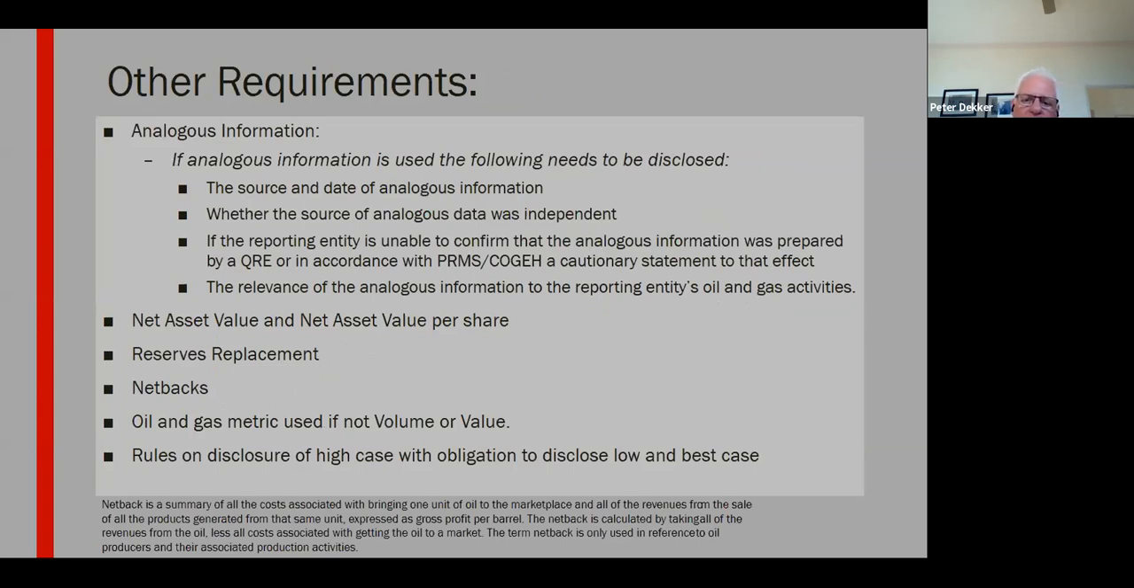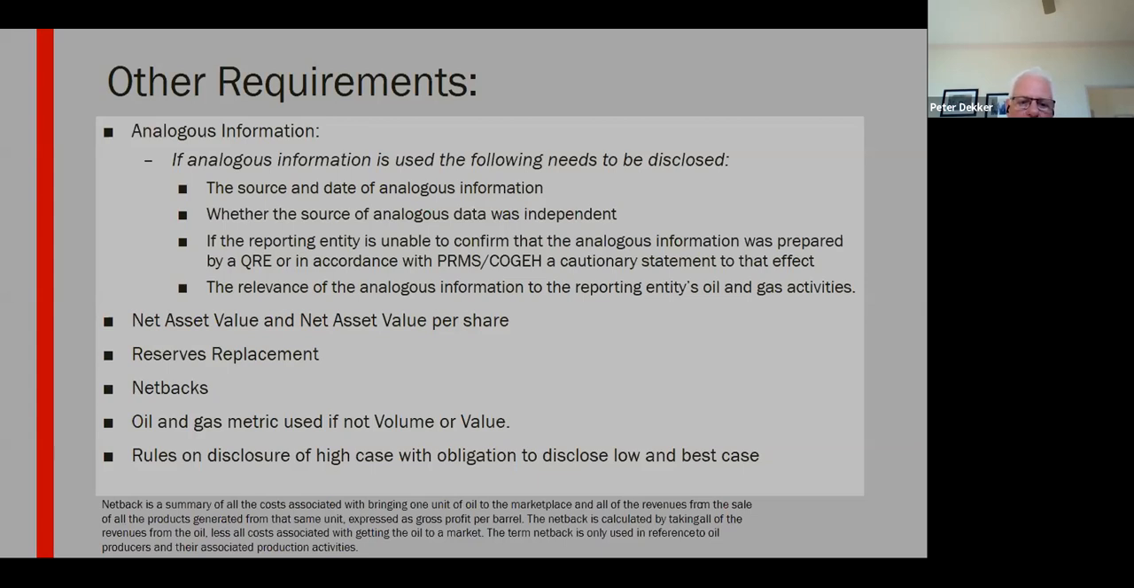Okay, other requirements. We are allowed, according to PRMS, to use analog information. So if you haven't developed a project yet, or if you haven't got any ongoing production yet, but you've got an analog field somewhere, you can use the analog information to determine your reserves and your value. But then you need to disclose the source and the date of the analog, whether the source and analog data was independent, and if the reporting entity is unable to confirm that the analog information was prepared by the QRE or recorded as PRMS, a cautionary statement has to be given. Yeah, the relevance of the analog information has to be stated as well. How relevant is it to your field?